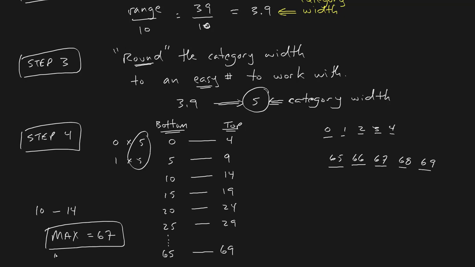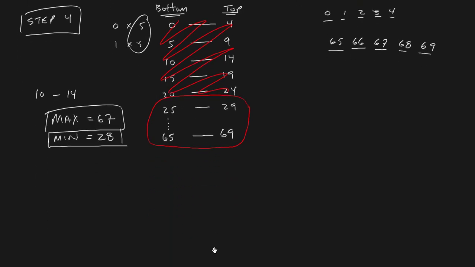Now my lowest number, my minimum, was equal to, I believe, 28 or thereabouts. It was either, yeah, I think it was 28. So I don't need to have any of these lower categories here. I really just need to start with 25 to 29, that's going to be the lowest one, and work by 5s up to 65 to 69. So when I actually create my table, which I'm about to do now, it's going to look like this.